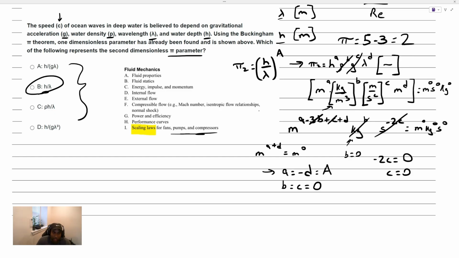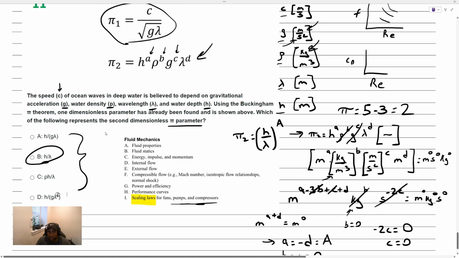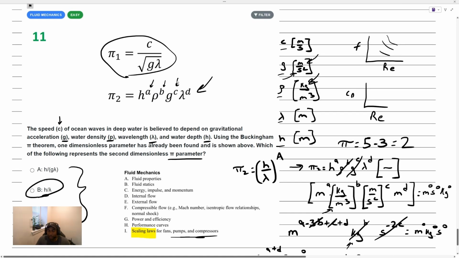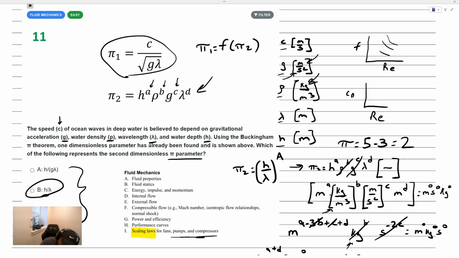But I wanted to go through this procedure so that it's clear how you perform the Buckingham pi theorem and how you use it to find the important dimensionless parameters here. So if I was going to put this on the axis, I would put pi 1 is some function of pi 2, just like the friction factor is some function of the Reynolds number, or the drag coefficient is some function of the Reynolds number.